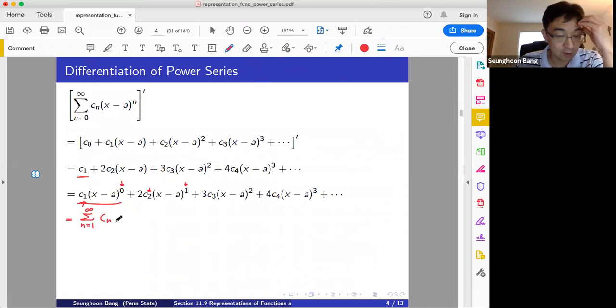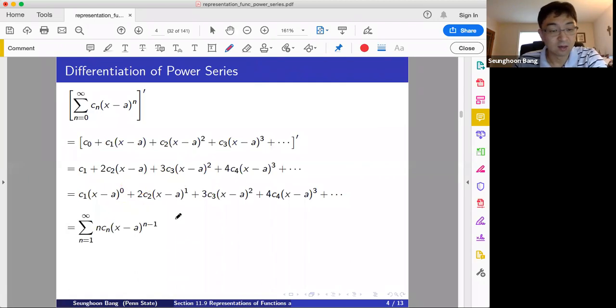So one more. Here, 1 times c1, 2 times c2, 3 times c3. So exactly n is here. So n times cn, x minus a to the power n minus 1. That's it. Just exactly the derivative. So really pay careful attention.